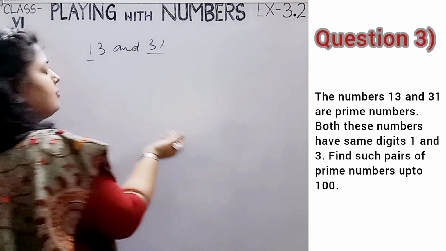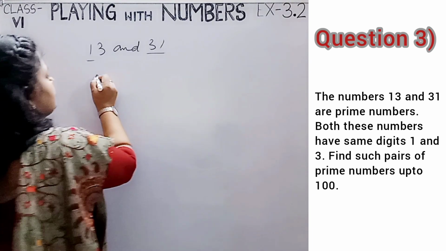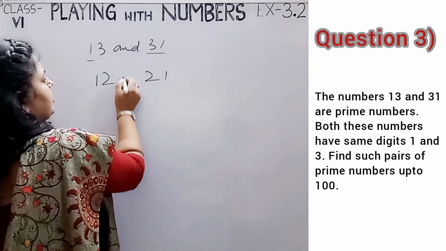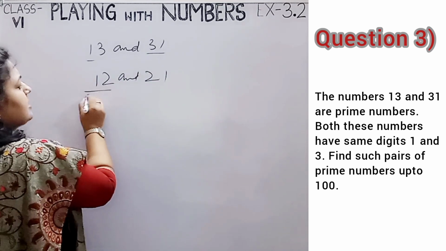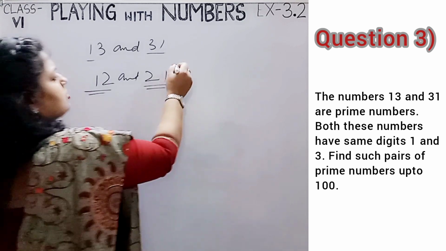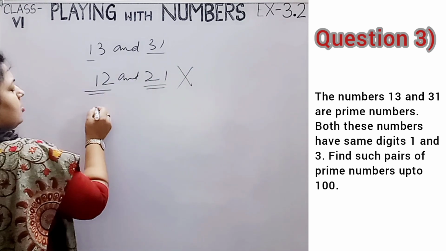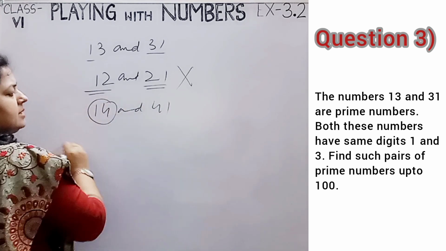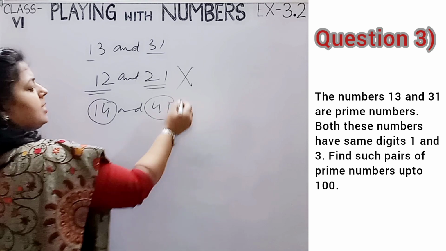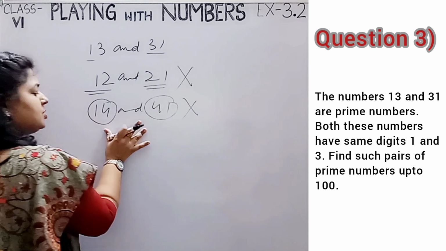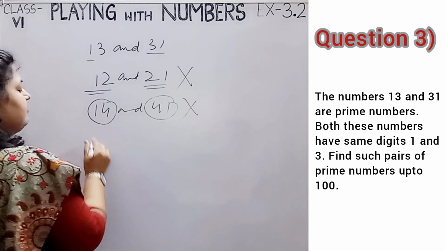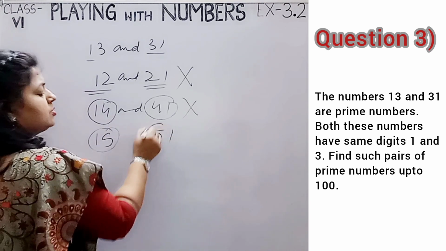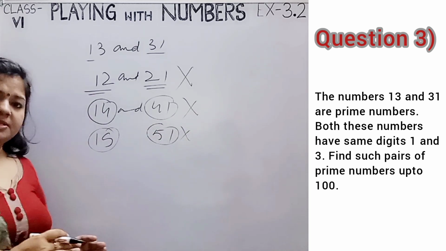For example, if I take 12 and reverse the digits, I get 21. But 12 is a composite number and 21 is again a composite number, so I don't need this pair. Now 14 and 41. One is a composite number and the other is a prime number. Again I don't need it, because I need both to be prime numbers. In this way we would check 15 and 51, both composite. So this is a very long and time consuming procedure.